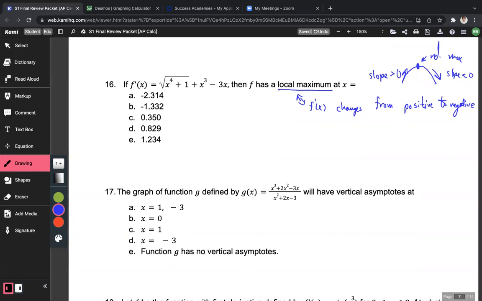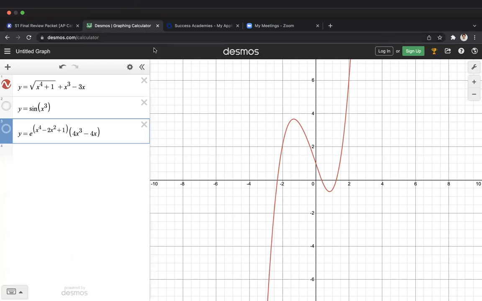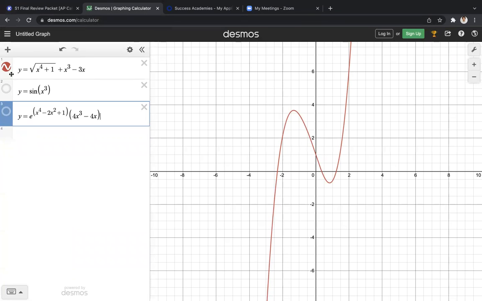All right, so let's graph this guy. I went ahead and graphed this in Desmos. You, of course, must be using your graphing calculator because you won't have Desmos on your final. So let's take a look at this function. Where is our graph going to be changing from positive to negative?